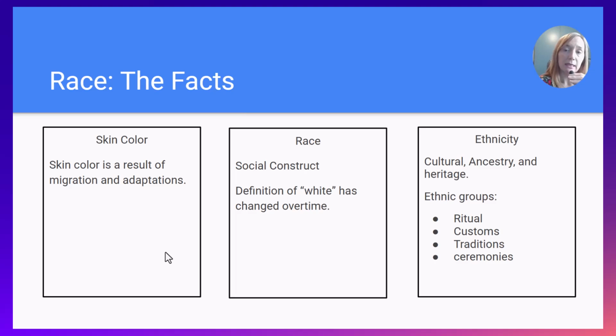Separate from race completely is ethnicity, and that has to do with your culture, your ancestry, and your heritage. And when you have an ethnicity, the ethnic groups typically have rituals, customs, traditions, and ceremonies that they partake in. Well, all three things are very different. And thinking and talking about them as if they're interchangeable is a disservice to our understanding and a disservice to our ability to serve families and children without bias.